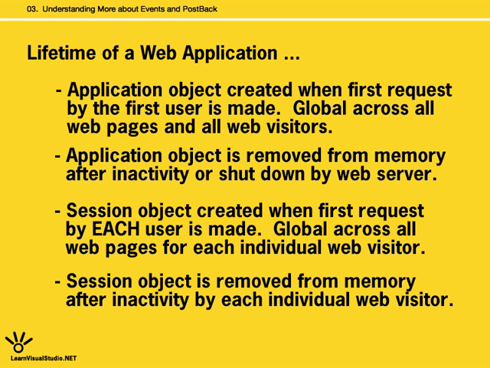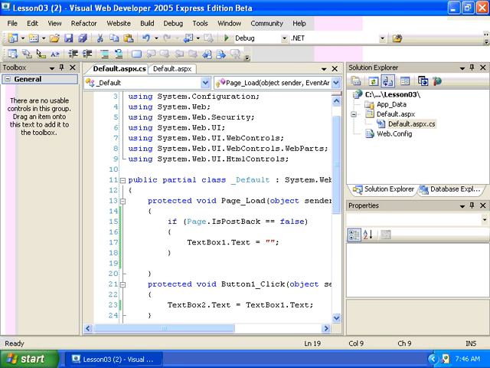Now we'll revisit the application and session objects several times throughout the series of lessons. However, since we're talking about events right now, let's talk about how to handle the 4 events that are triggered when the application starts and when it ends, and when a new session starts and when it ends. There's a special file that we can add to our website that will contain the events that occur at this global level, and it's called the global.asax file.